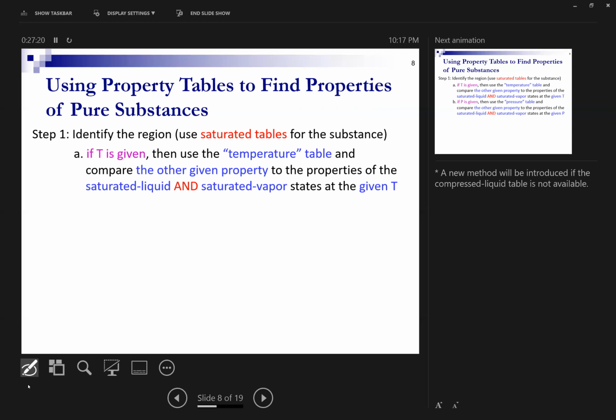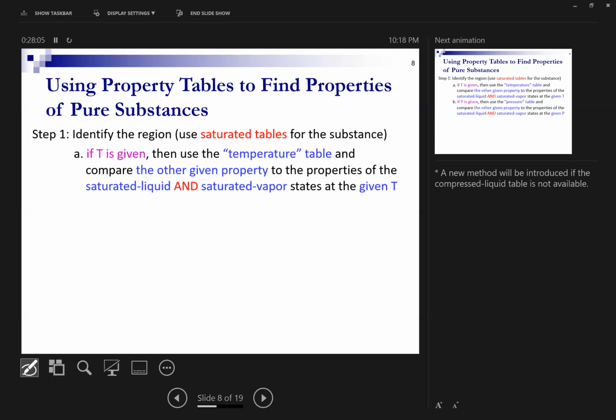But how do we do that? If in a problem the temperature is given, then we are going to use the tables that are tabulated based on temperature. We will use temperature, and then we will compare the second property. Keep in mind that we said previously that in order to define the state of a pure substance, we need two intensive properties. That's the state postulate.